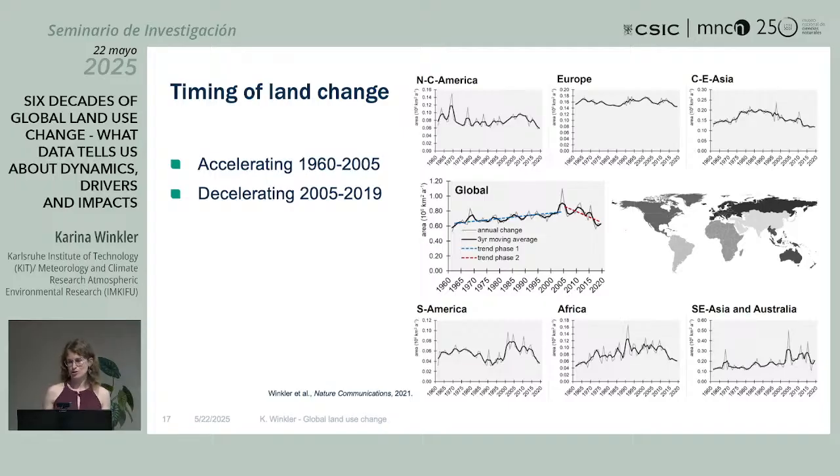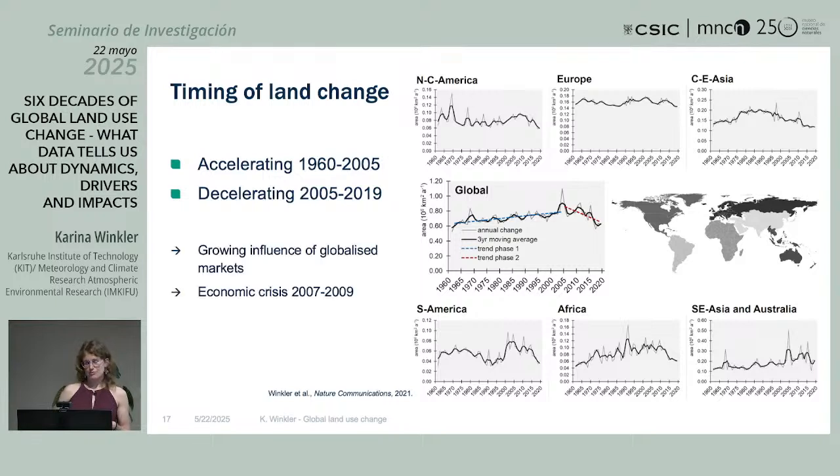This can, of course, be analyzed for different regions across the world. And the acceleration and then this sudden deceleration can have to do with the economic crisis and also with some influences of trade and globalization. So we have to further look into how much the speed of land use change is affected by different drivers.